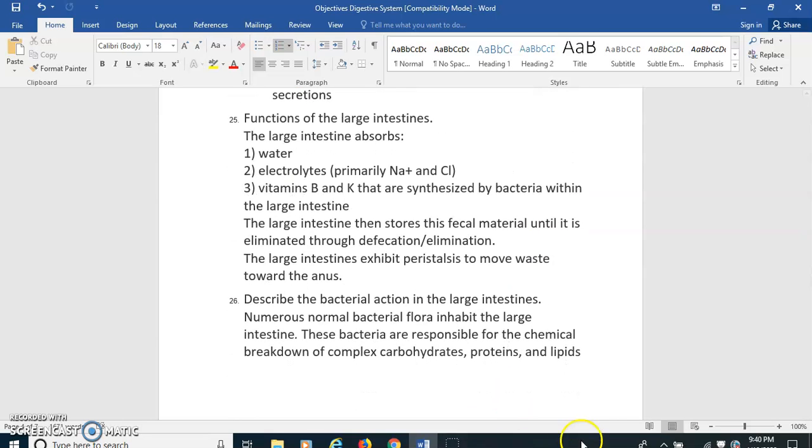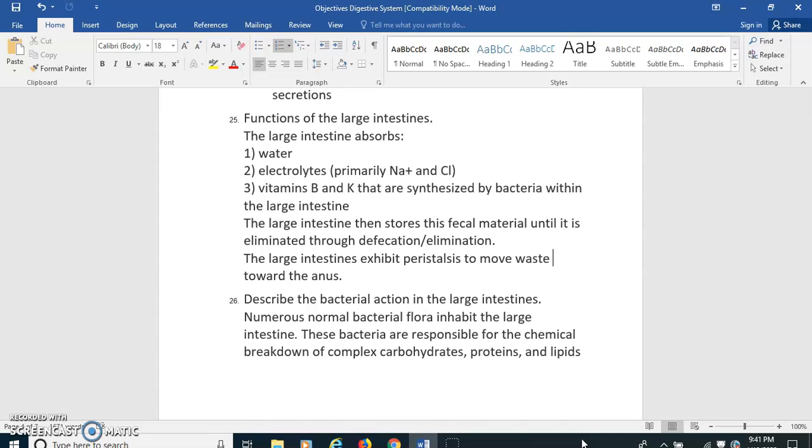So functions of the large intestine. There's some absorption going on there, not as much as in the small intestines. Mainly, it's going to be water, because realize there's been a lot of water introduced into the digestive tract through this whole process of digestion, and we don't want to lose all that water through our feces. So we're going to get water absorption going on in the large intestine, causing the waste products to become more dry. And there are some electrolytes. Sodium and chloride are the two big ones that get absorbed.